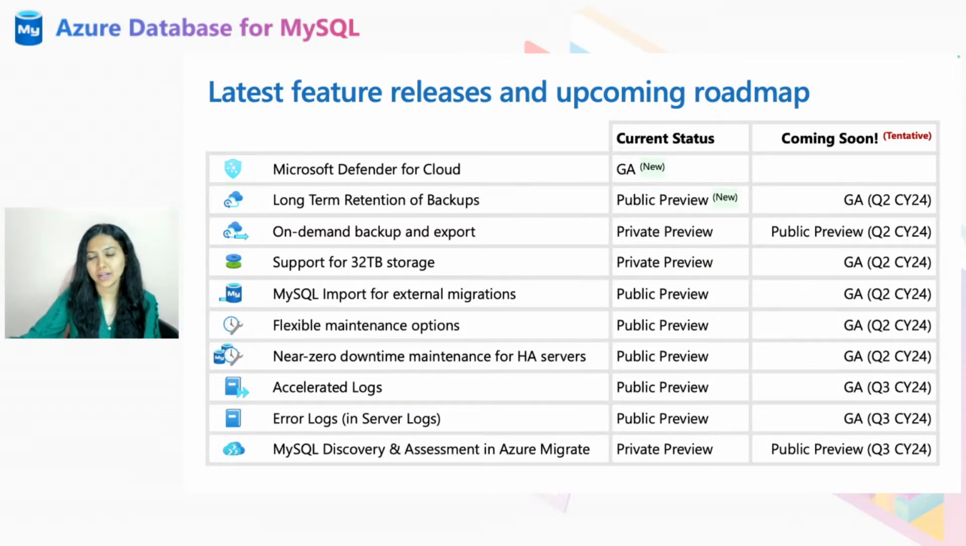The last two, error logs and server logs, is a feature that allows you the option to view and download error logs under the server logs option for up to 7 days to analyze and troubleshoot issues. It's currently in public preview and will be GA'd early next quarter as well.